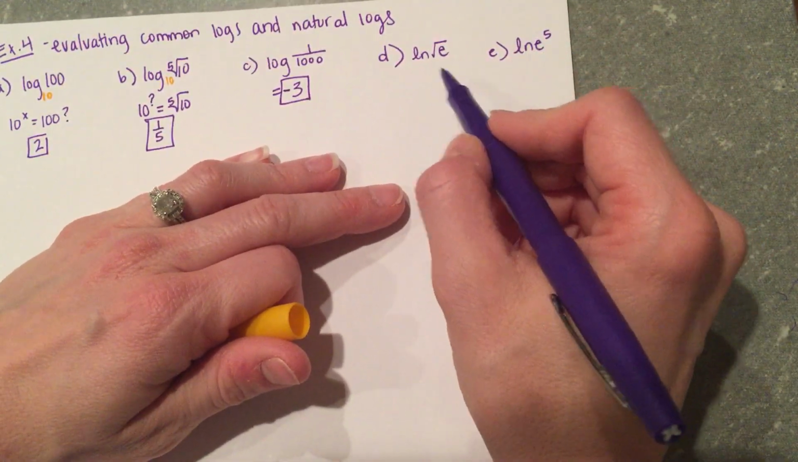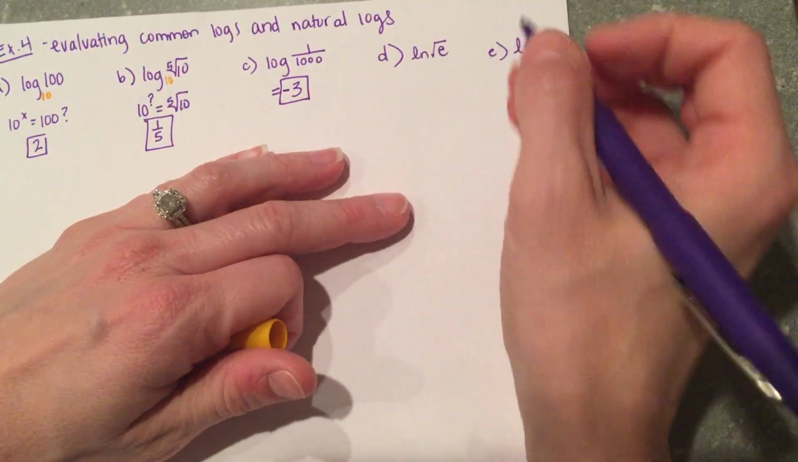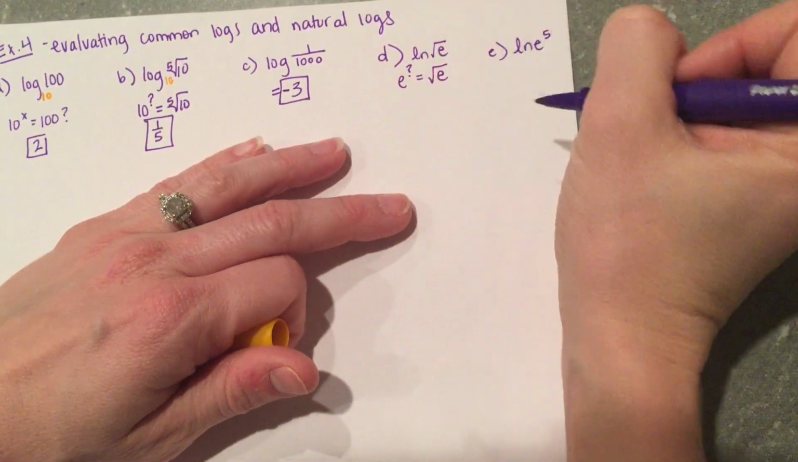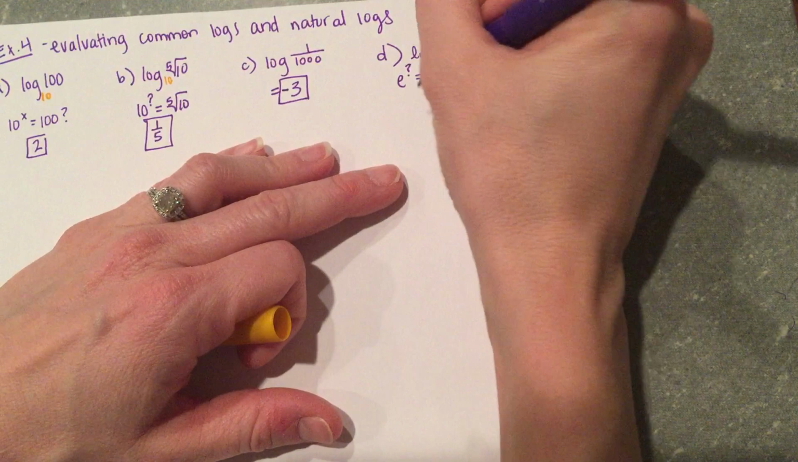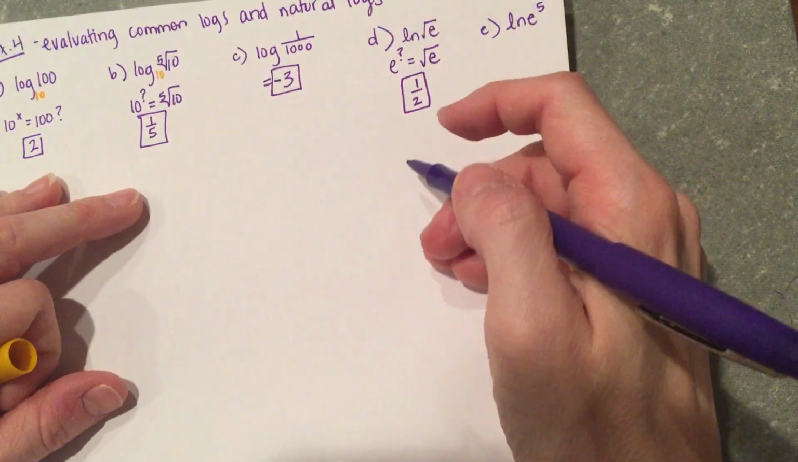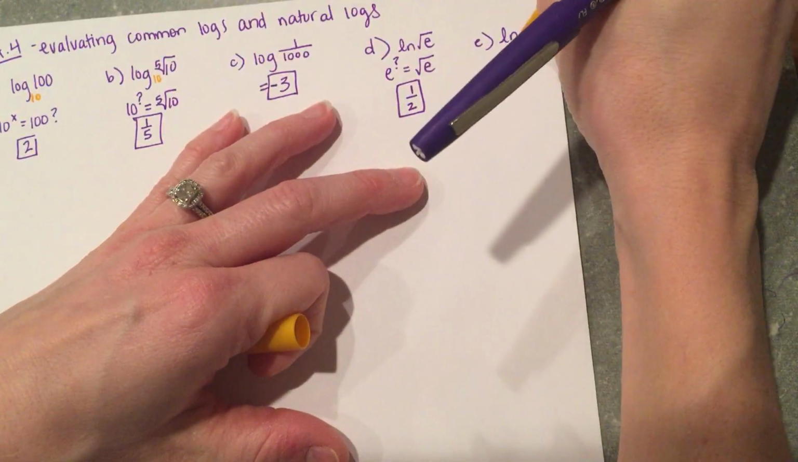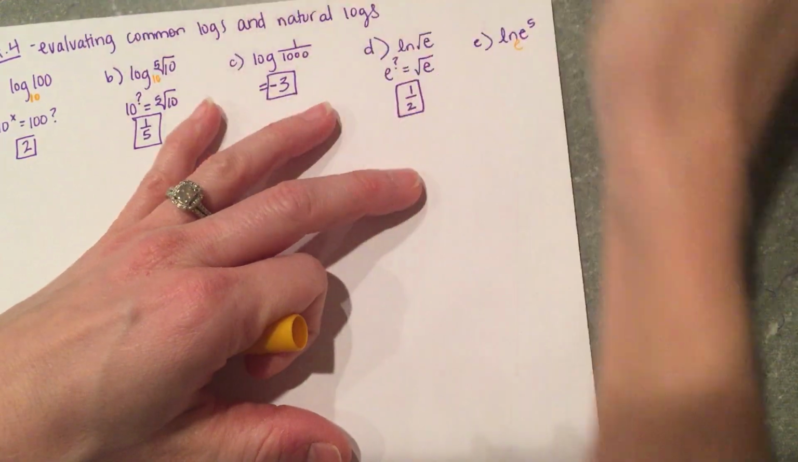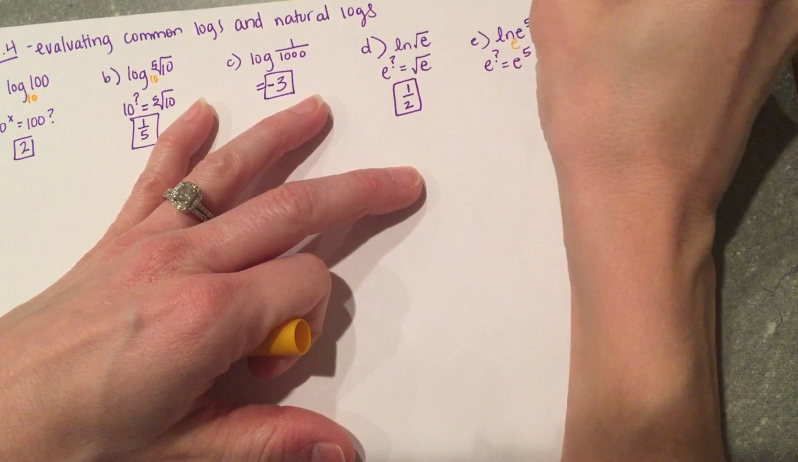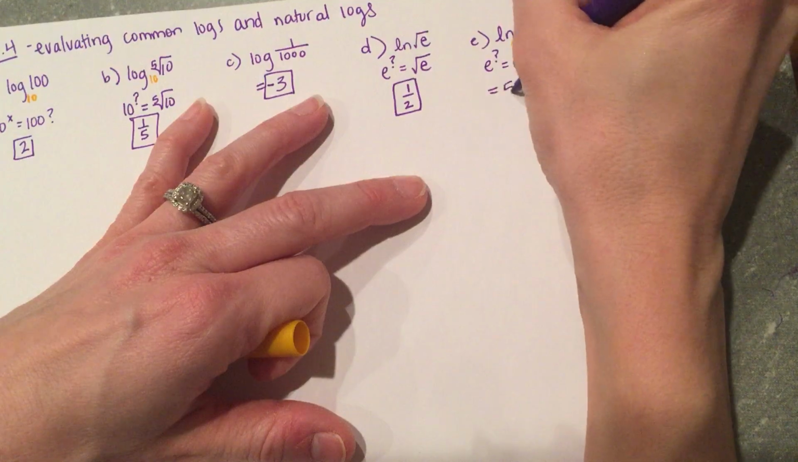Okay, so I have a couple natural logs where the base is e. This first one is asking, e to what power equals the square root of e? Well, I know square root is a 1/2 power. So your answer there is 1/2. And this last one, e to what power is e to the 5th? The answer here is just 5.